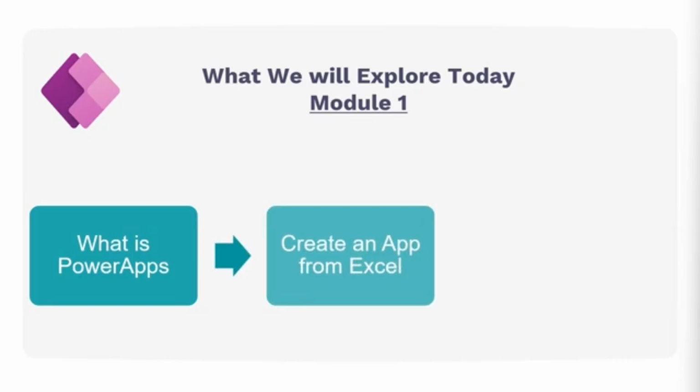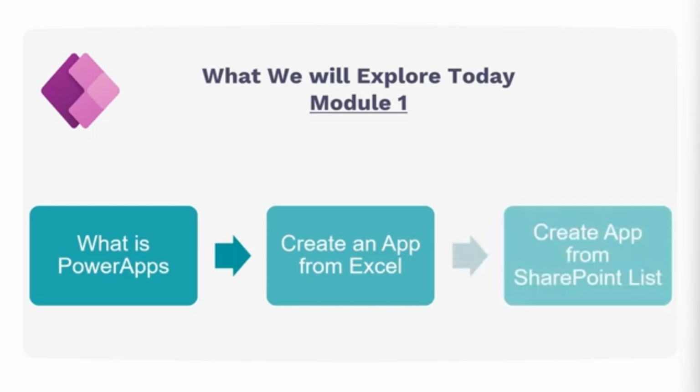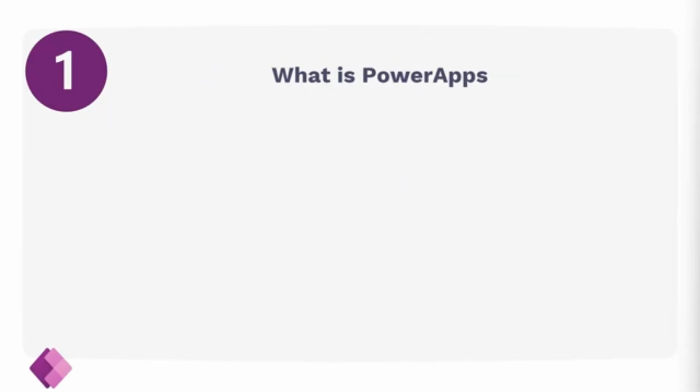We'll go ahead and create an app from an Excel file that we have either in OneDrive and or SharePoint. Then we'll go ahead and create an app from a SharePoint list. So either an existing list, or we can create a list and then create an application that will populate that list as well. So head on over to office.com, make sure to sign in, and we'll go ahead and dive right in. Lesson 1, let's talk about, well, what is Power Apps?